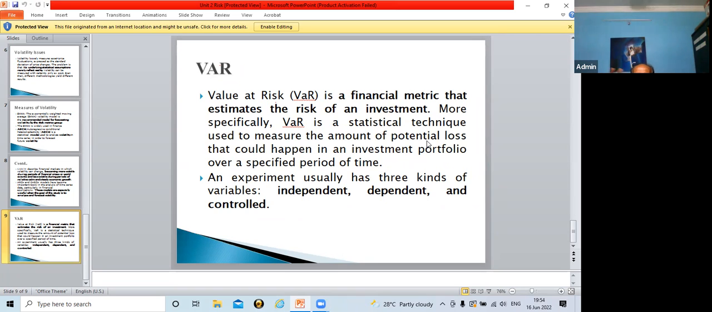So that at individual level, you will be cautious, and then you will take an appropriate decision about what to do. There will not be any confusion. So I think VAR is a very crystal clear technique. It is a financial metric that estimates the risk of an investment.